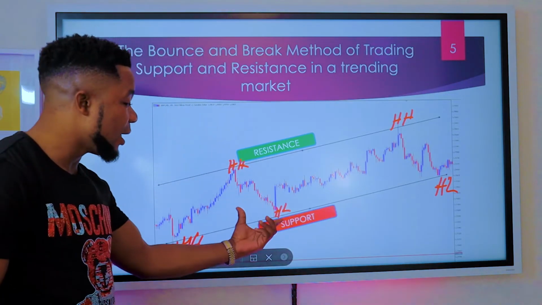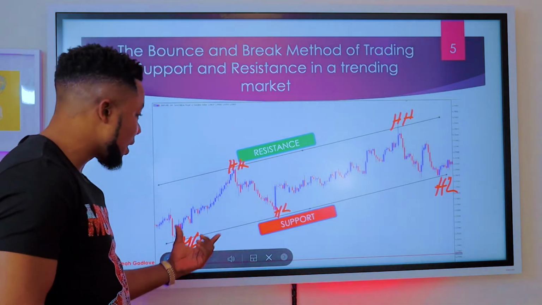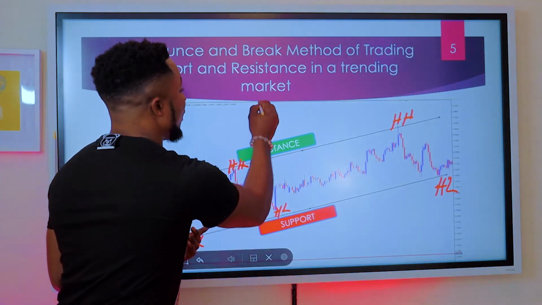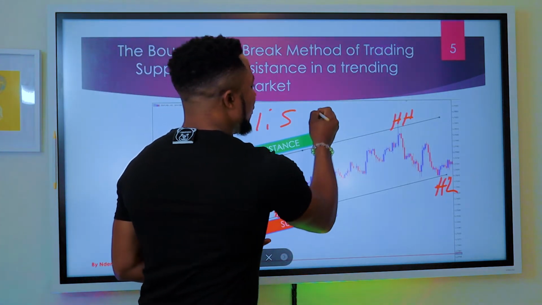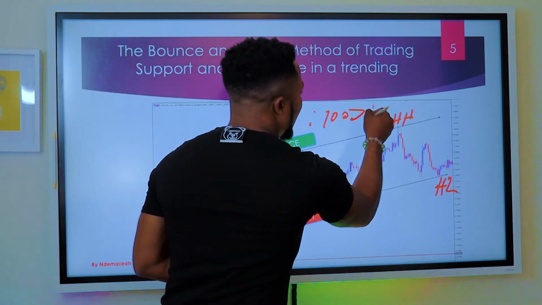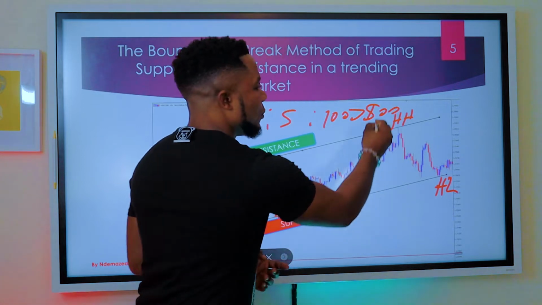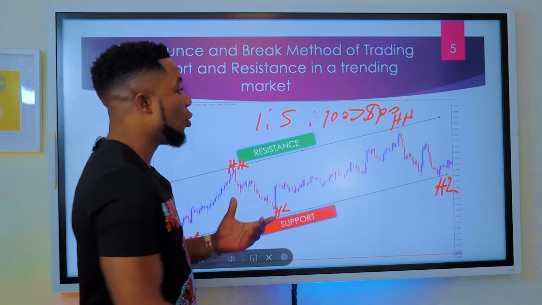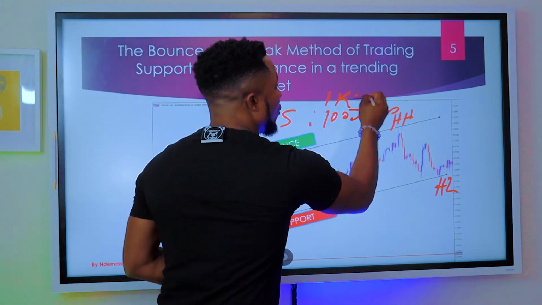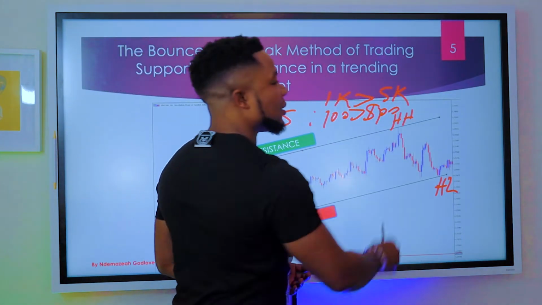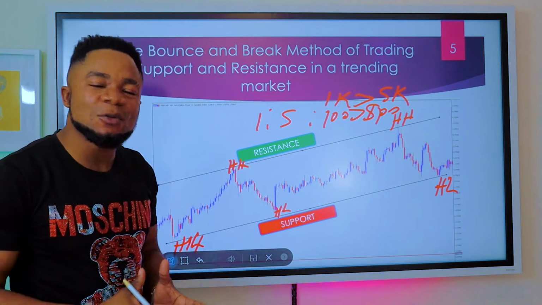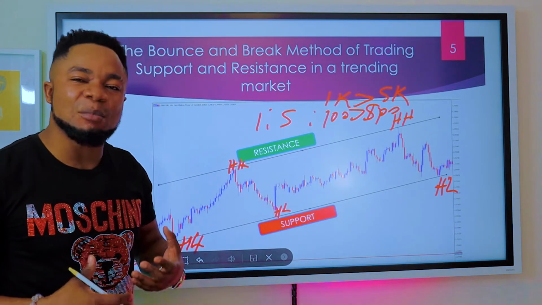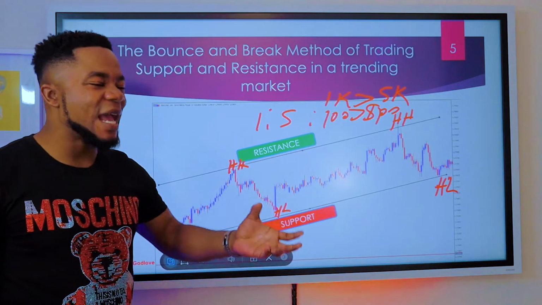All right. And here you can see if we bought somewhere here, TP here, this is a risk to reward of about 1:5. That means for every $100 we risk, we'll be having $500. Or for every $1,000 we risk, we'll be having $5,000. Because we are trading with a trend. Trading with a trend gives you the ability to have a high risk to reward.